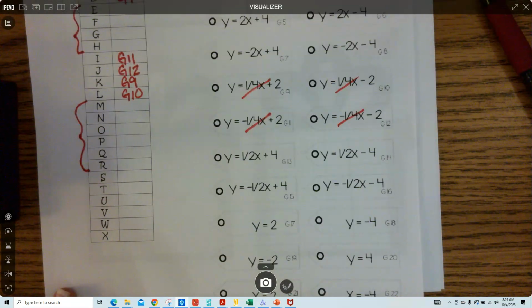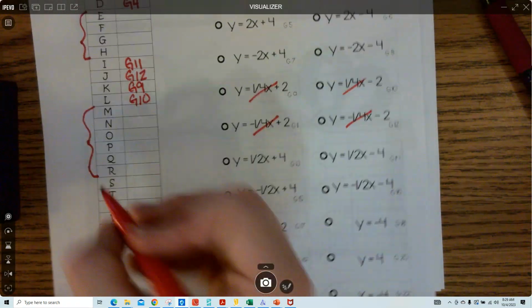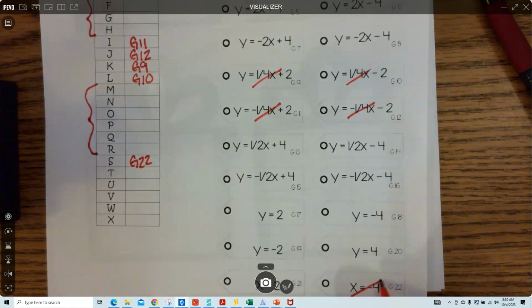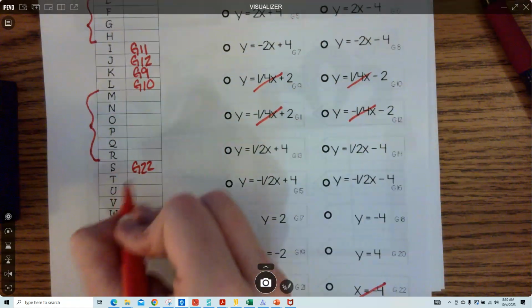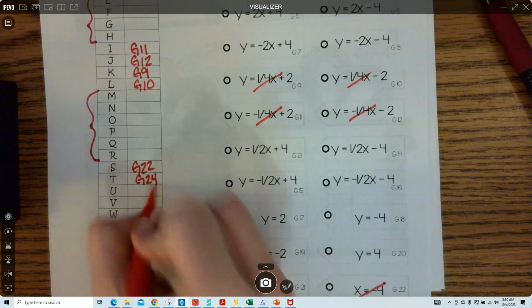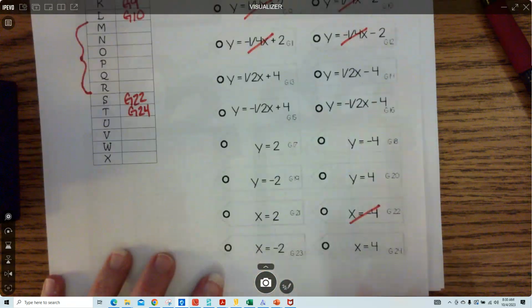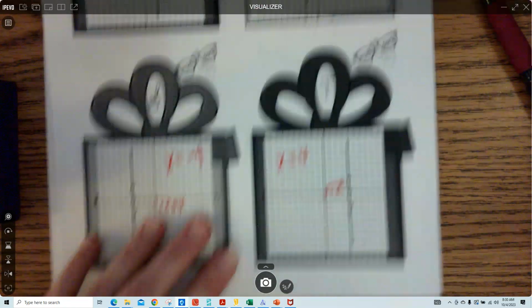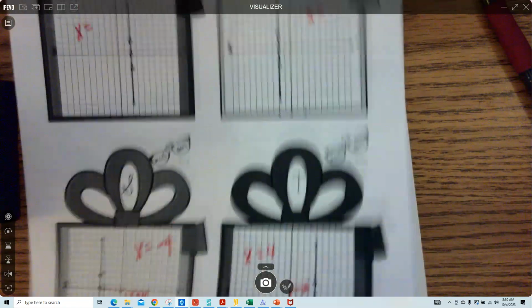So S is G22. T is G24. And then we're going to go to U. So go to the next page.